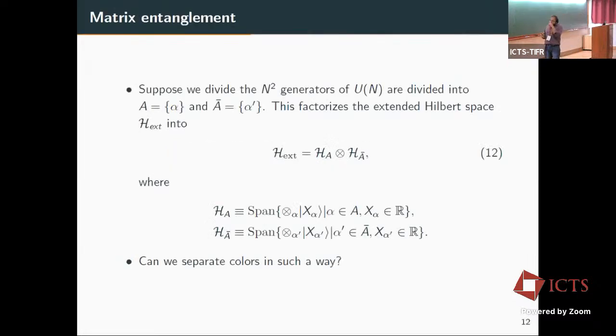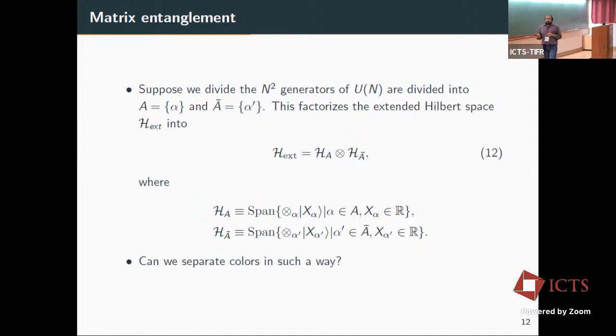Now coming on to the formula for matrix entanglement. Suppose we divide the N squared generators of U(N) into two sets, one set A and one set A bar consisting of all the rest. Then effectively we can factorize the extended Hilbert space, extended being the underlined word here, into H_A and H_A bar, where H_A and H_A bar can be seen as spanning sets of states corresponding to these generators.